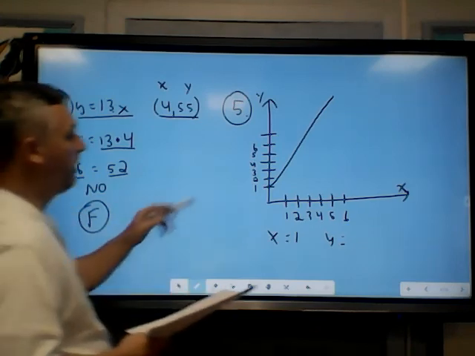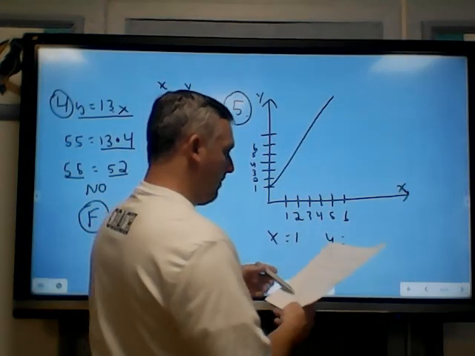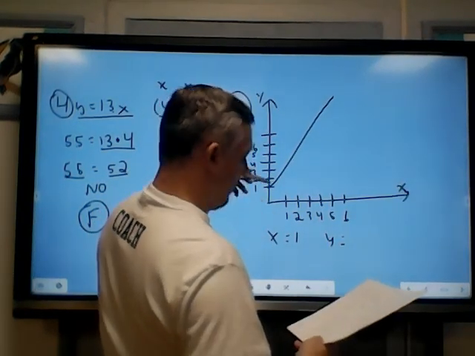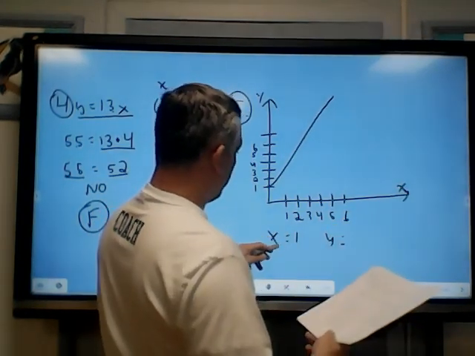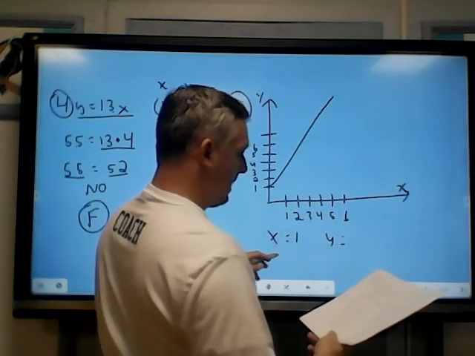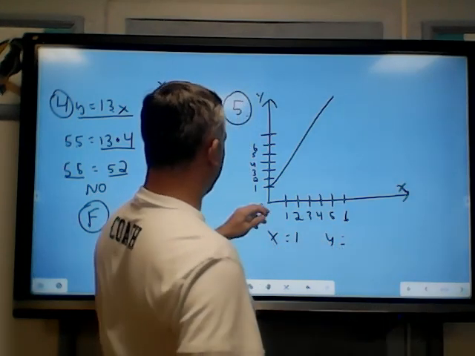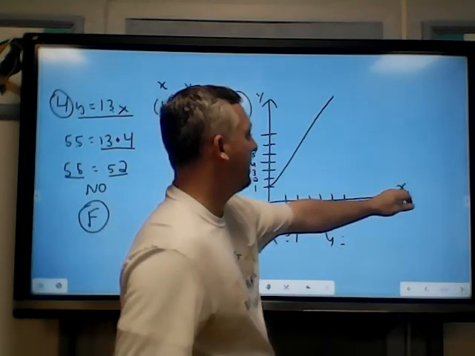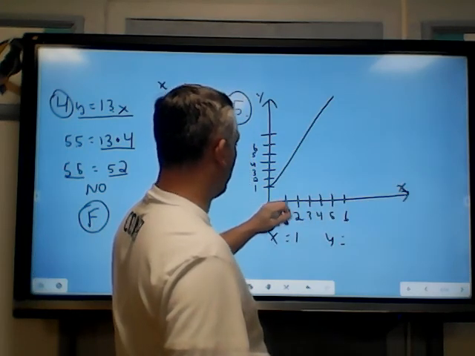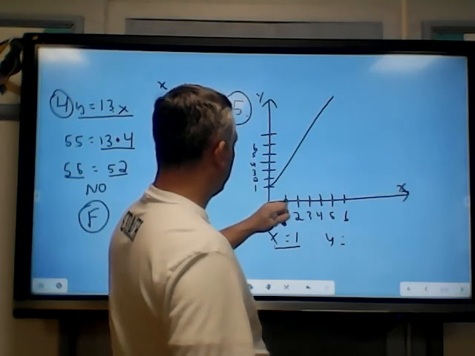That's number 4. Number 5, they wanted to give you a graph. Here's the graph. Looks the same here. They want you to find y when x is 1. So we're going to find y. So we start here at 0. The x-axis goes horizontal, so we go over to the 1. X is 1. So we're going to stop there.